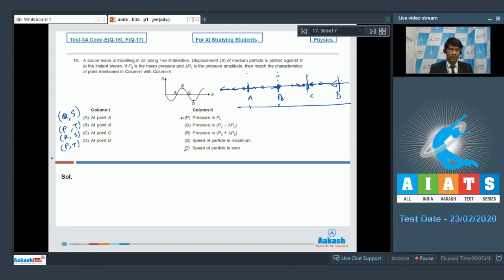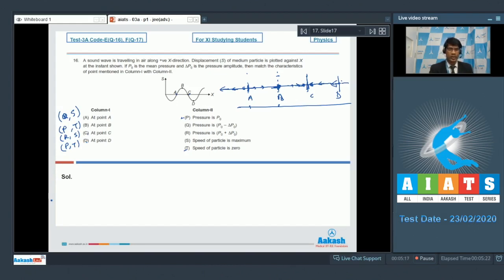So what we got here for question number 16: with option A, Q and S are correctly matching. With option B, P and T are correctly matching. With option C, R and S are correctly matching. And with option D, P and T are correctly matching. That's the answer for question number 16.